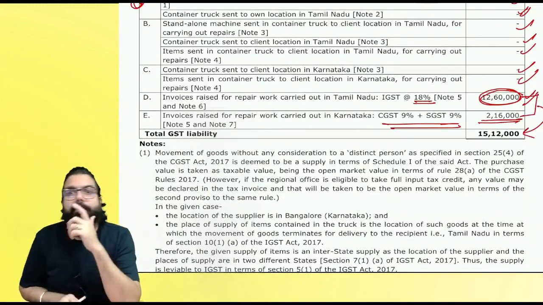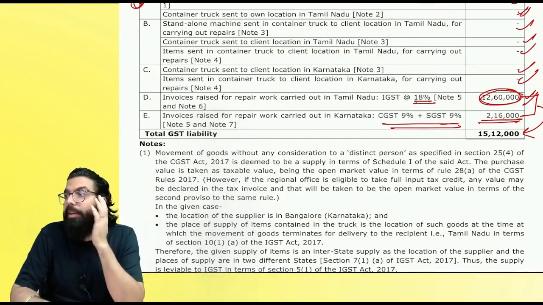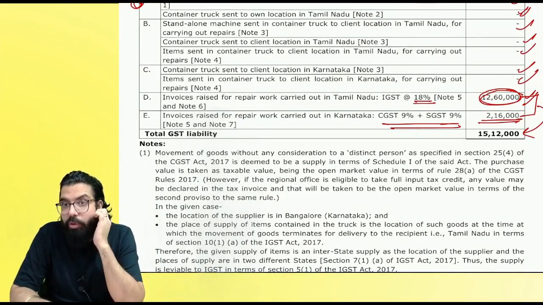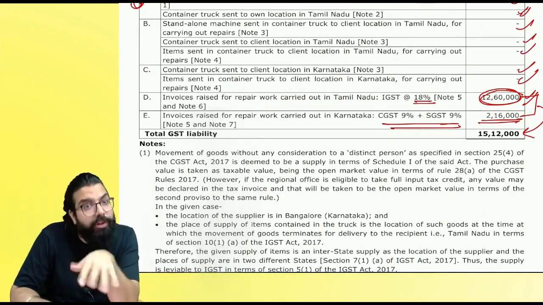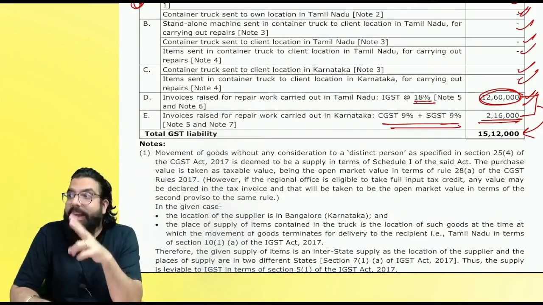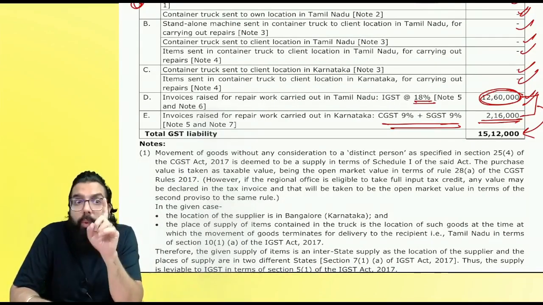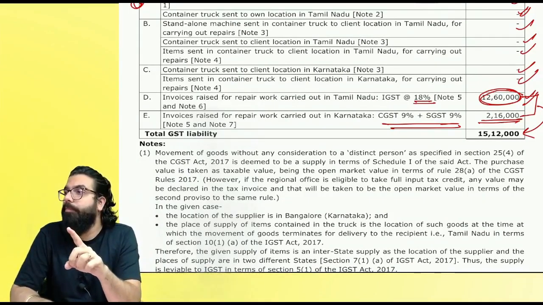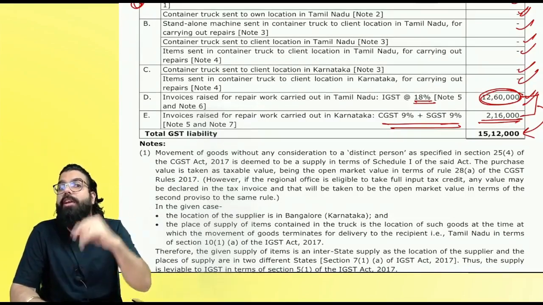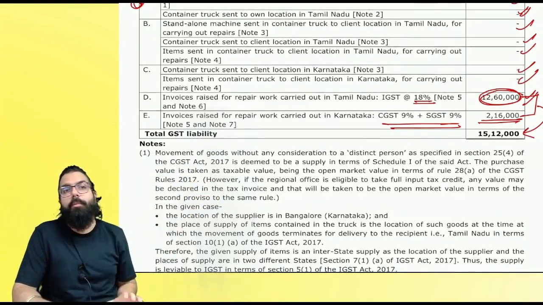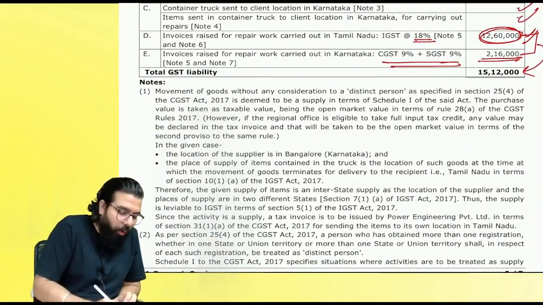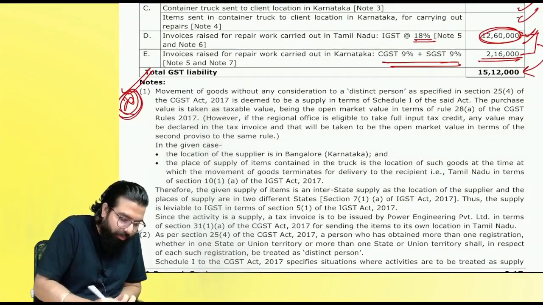What was the trick over here? The first trick in the question was to understand what the question is talking about. The second trick in the question was to understand that it's a works contract service, because it is in relation to immovable property. Can I go ahead? Today your homework is to read these notes.